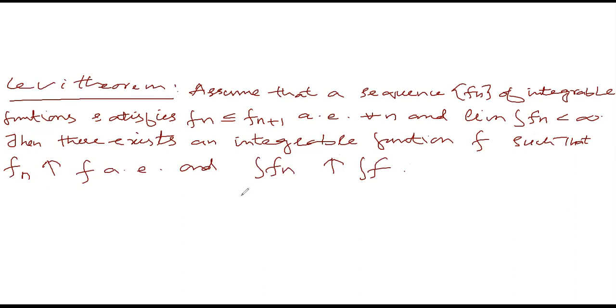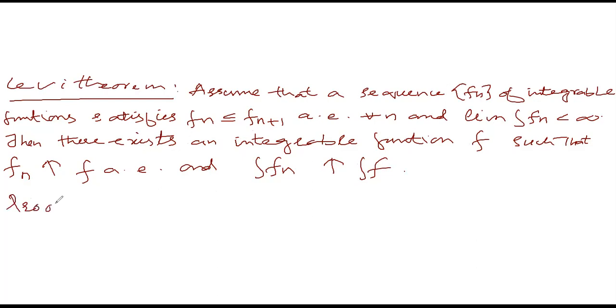Given a sequence of integrable functions, a monotonic increasing sequence, with the condition that the limit of the integral of fn is finite, then we can find a function f, which is very important. This is not a simple theorem. This gives the existence of the limit. There exists an integrable function f such that f is the limit of that sequence, and the limit of the integral of fn is equal to the integral of f.